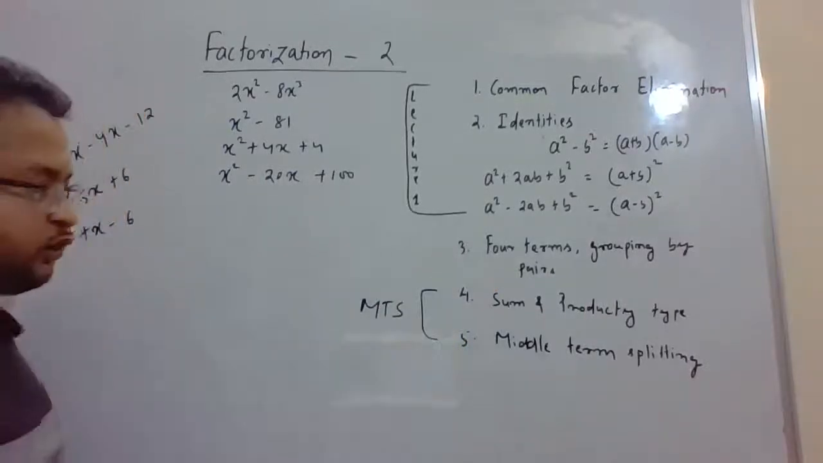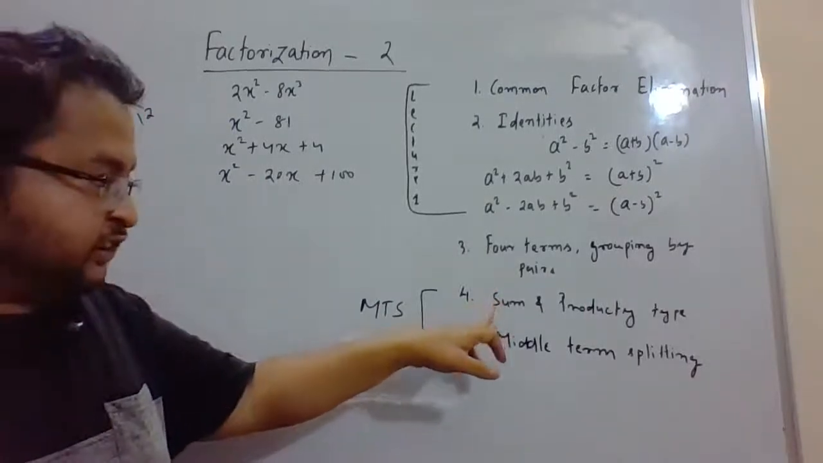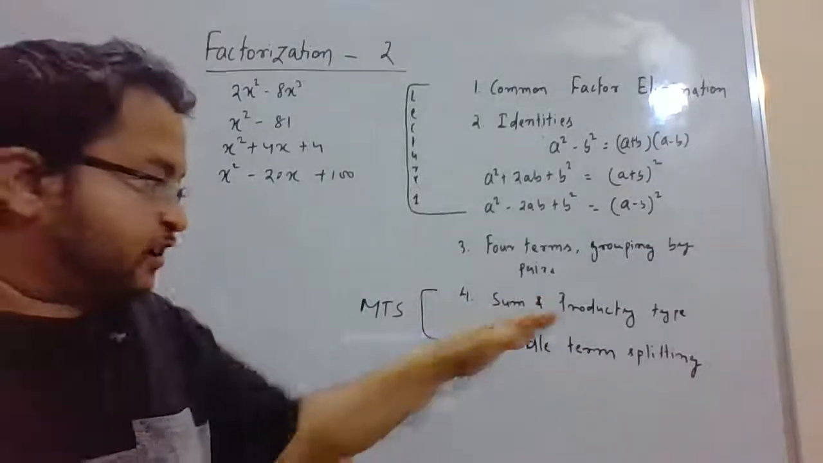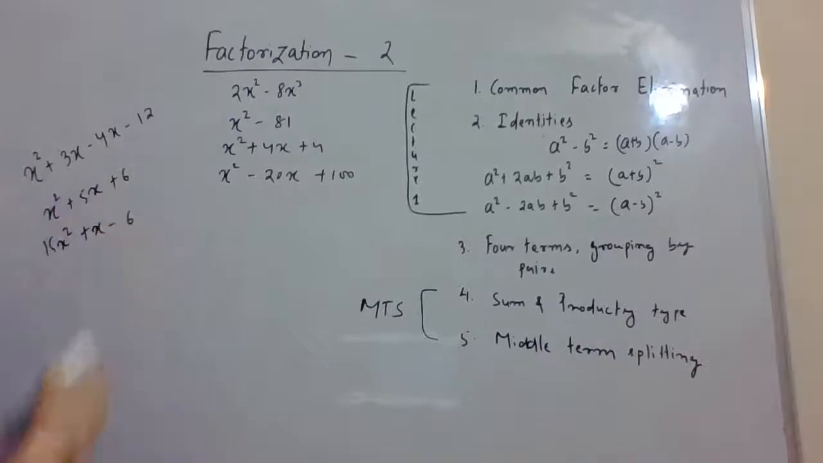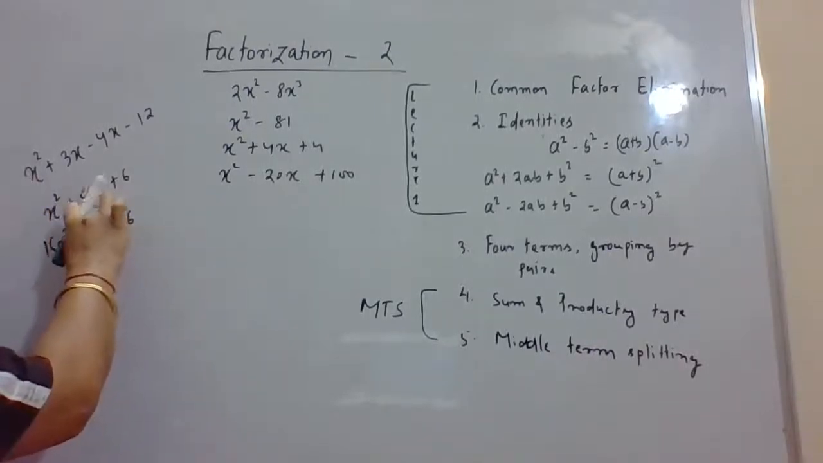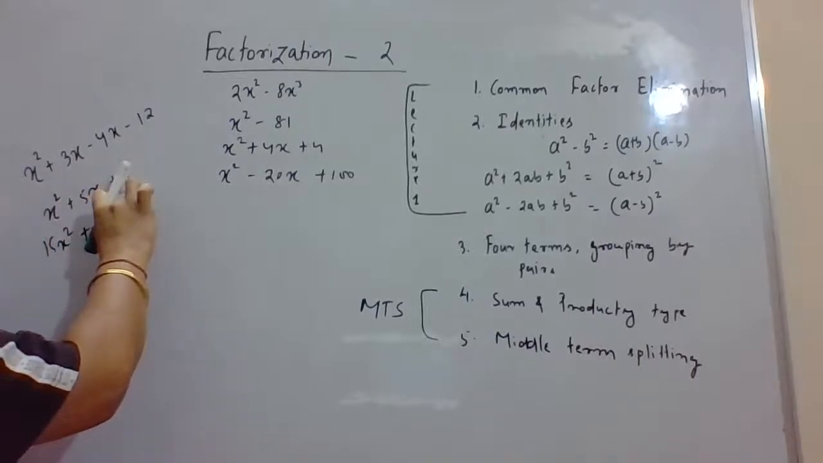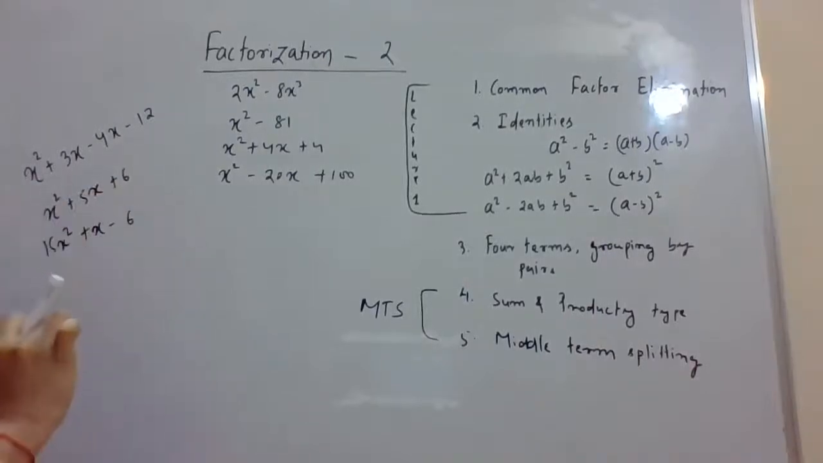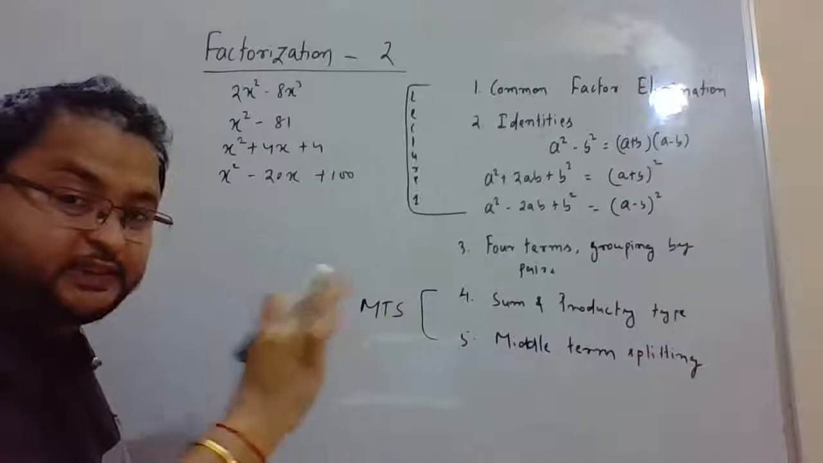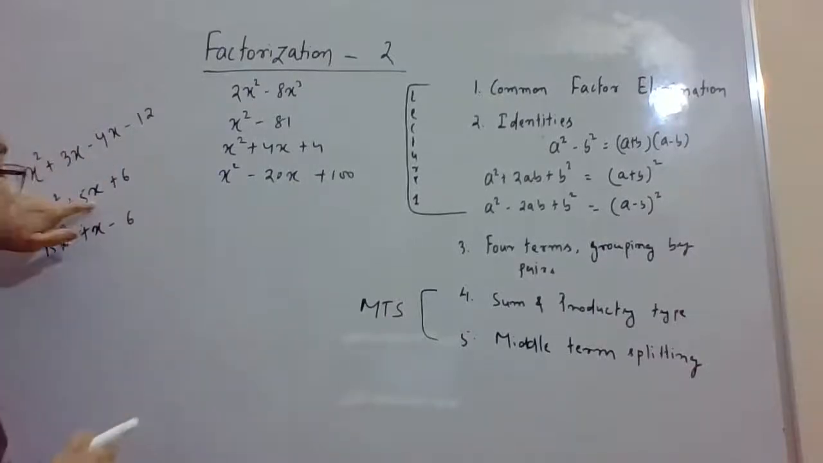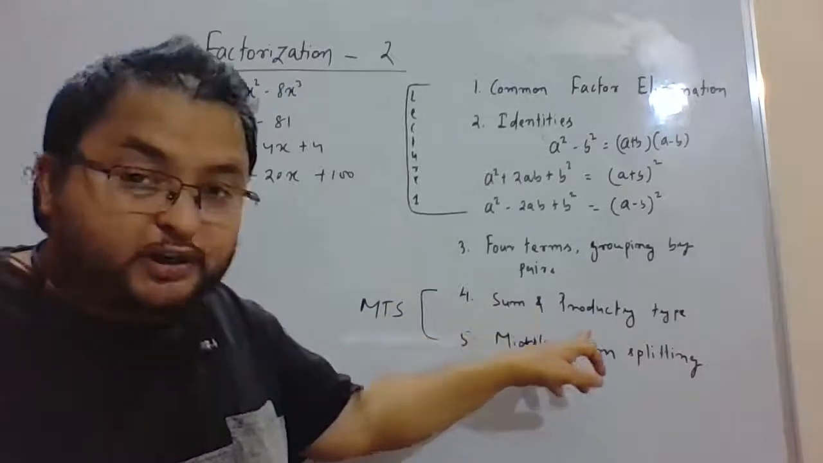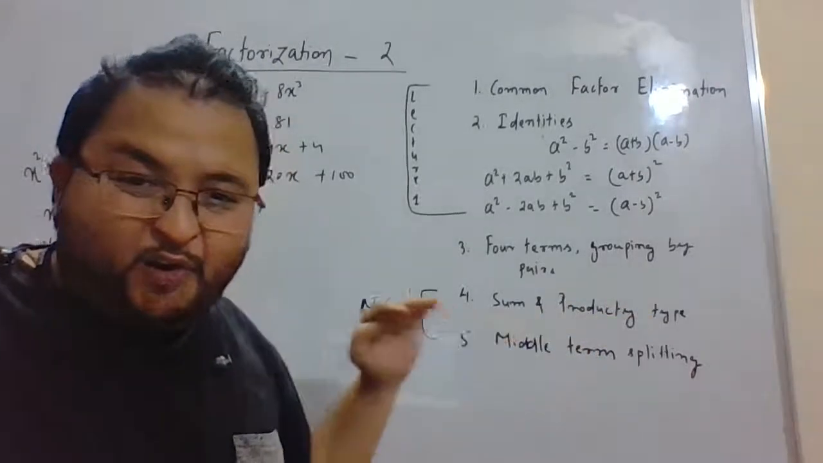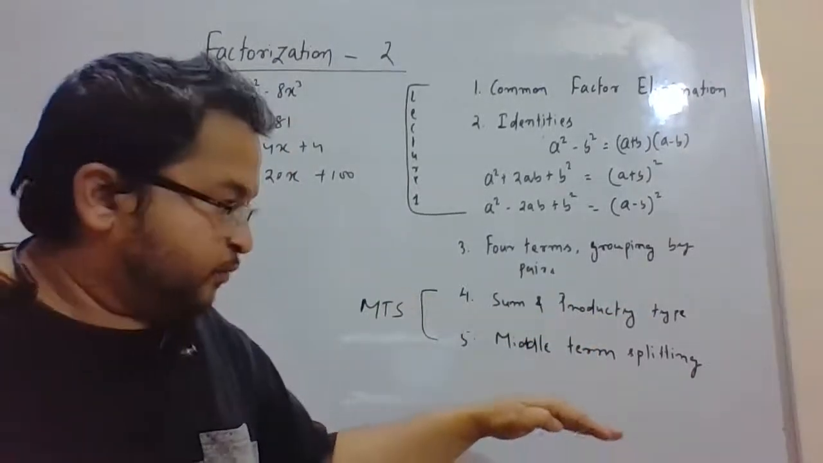Then we will move on to the sum and product type. So what is sum and product type? Say we have a quadratic trinomial such that the coefficient of the middle term and the term without any variable are arranged in such a way that the middle term can be split as sum and product. What is that? We'll look into it once we go deep into the practice problems.